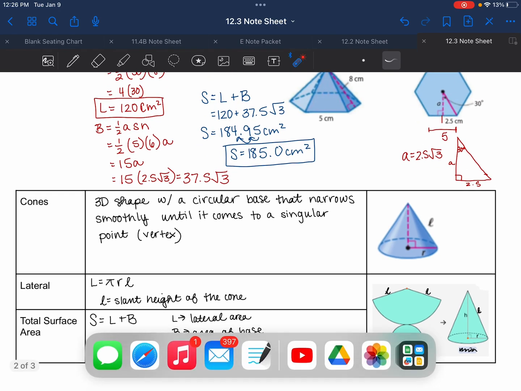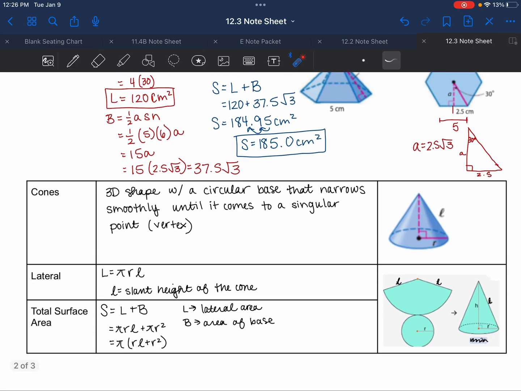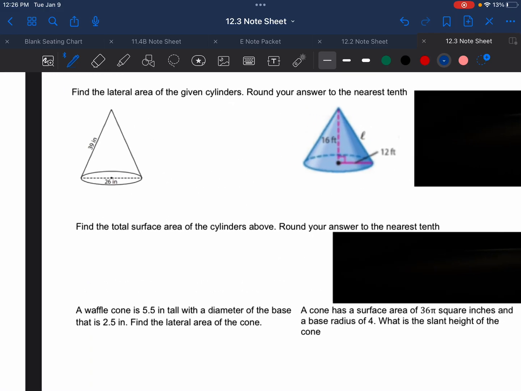The lateral area is pi times the radius times the slant height. And then the total surface area is your lateral area plus the base area, okay? So it ends up looking like this, because your lateral area is this formula, your base of a circle is that area, and you could simplify it to this, but I'm not going to make you do that necessarily. All right, so let's get some practice.